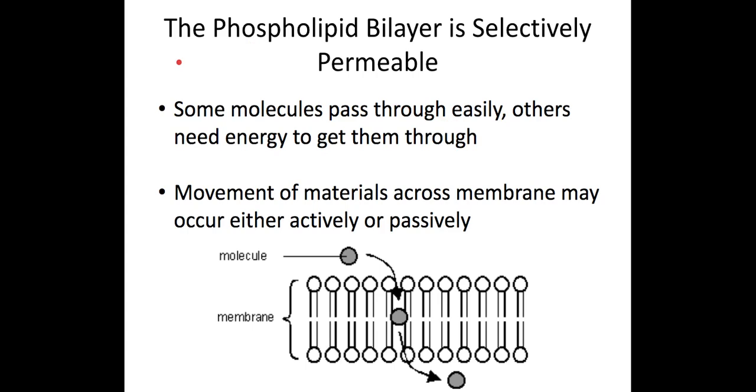So, as we know from the previous lesson, the phospholipid bilayer is selectively permeable. What this essentially means is that some molecules can pass through the bilayer easily, others need energy to get through. And the movement of materials across a membrane may occur either actively or passively.